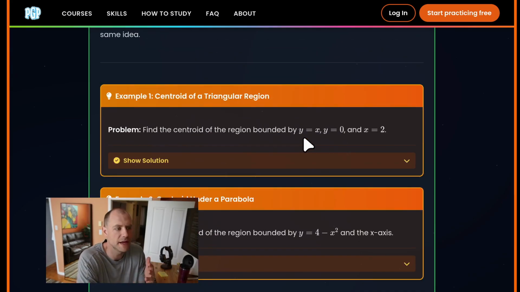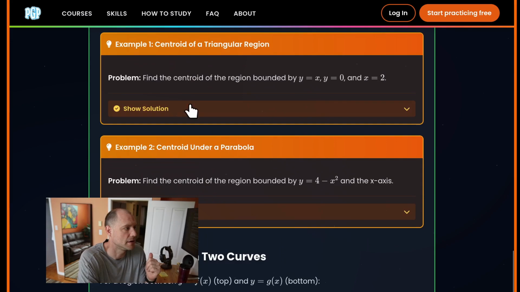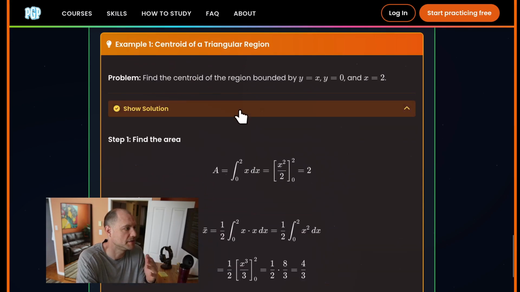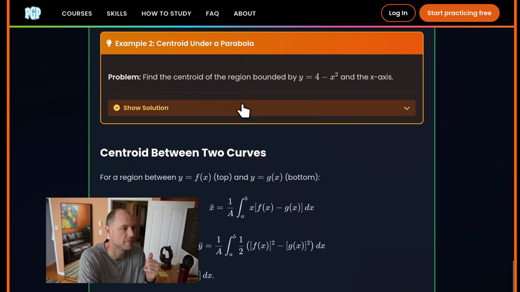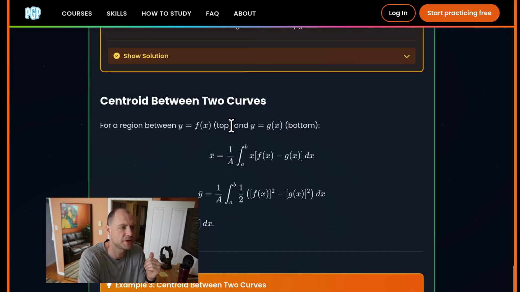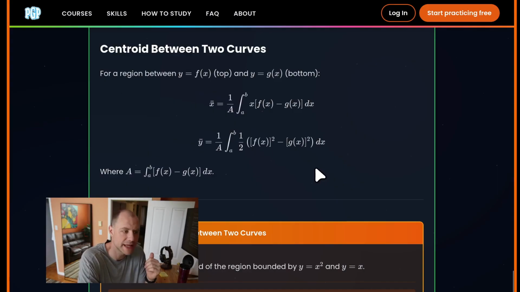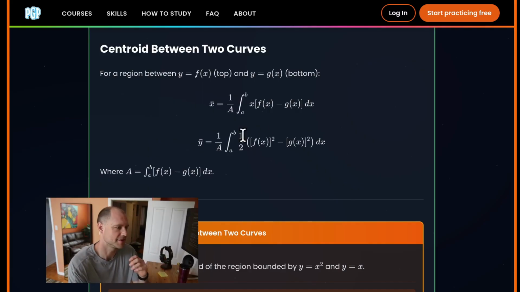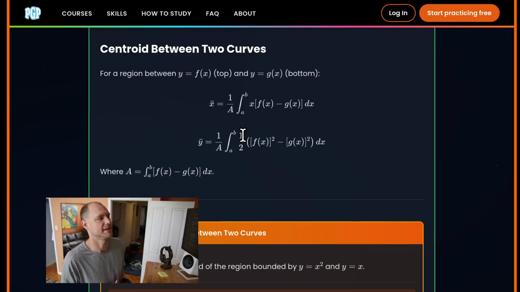So now we have a bunch of examples. This is all free. It's all in the lesson. You're finding different centroids here. This is a centroid between two curves. I forgot I included that. Brilliant. I mostly included that because there's an exam question that I have here on the site that does centroid between two curves. On your exam, you're probably going to get this. So a reasonable exam question is going to be centroid between two curves.